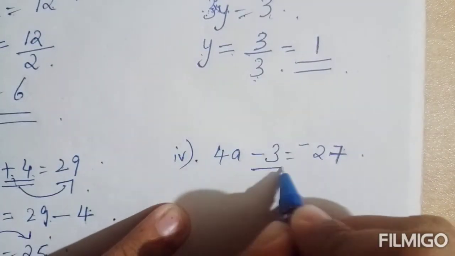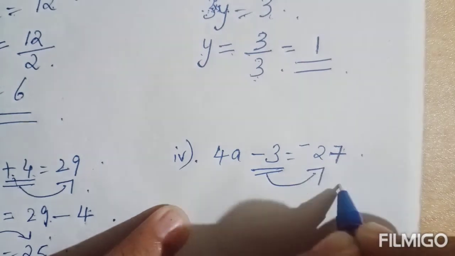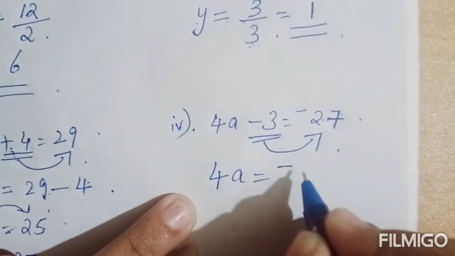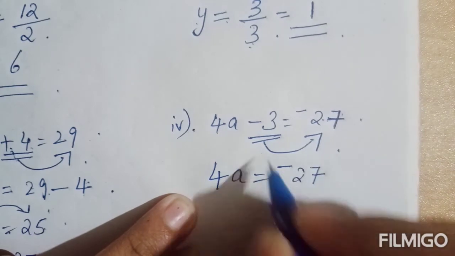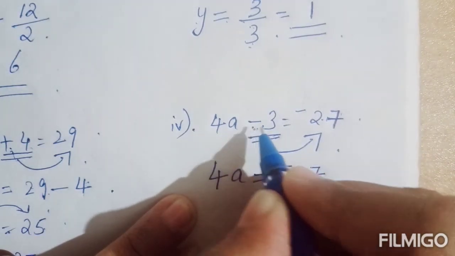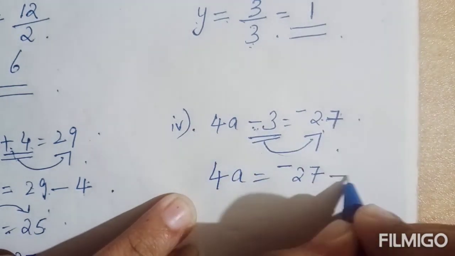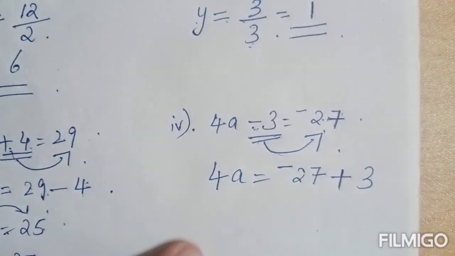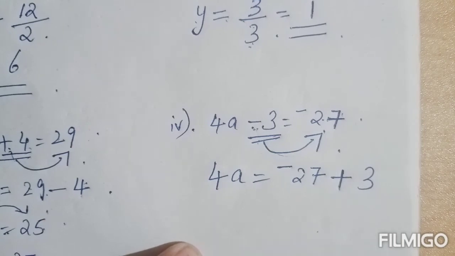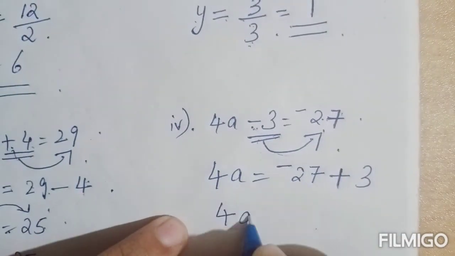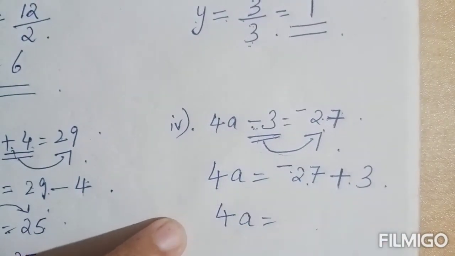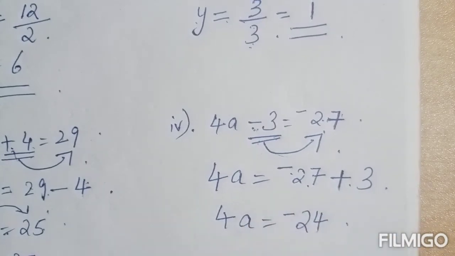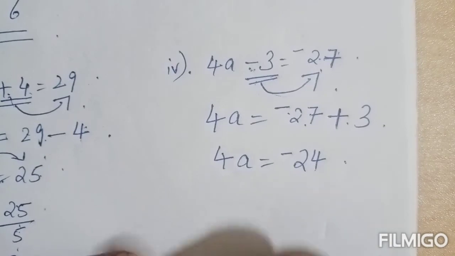So first we are taking minus 3 to the other side. So 4a equal to, here minus 27 is there, minus 3. This minus 3 we are taking to the other side, so that will be plus 3. 4a equal to minus 27 plus 3. It is minus 24. Okay.